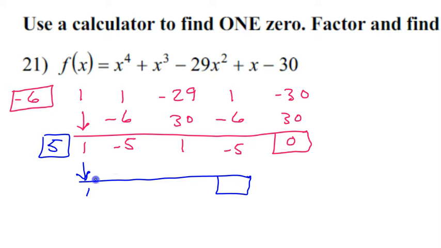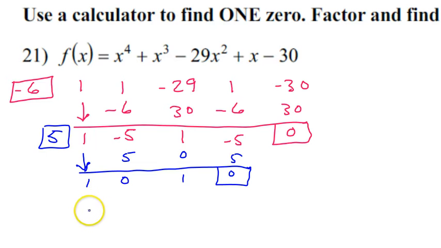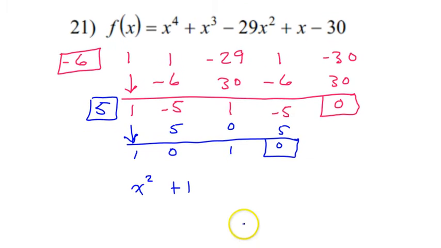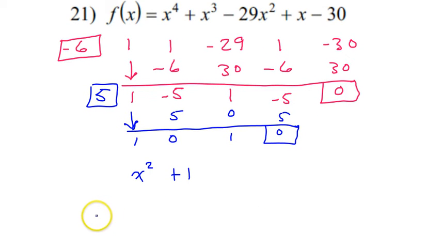Okay, and 1 times 5 is 5, and that's going to make 0. 0 times 5 is 0. That makes 1. 1 times 5 is 5, and I get 0. This gives me a polynomial of x squared, ignore that, plus 1. This cannot be factored. So I'm going to go ahead and write down my zeros and my factors right now. Maybe I'll squeeze it in down here.